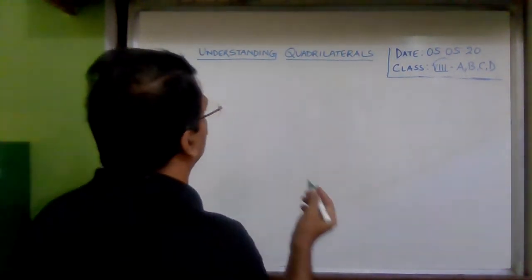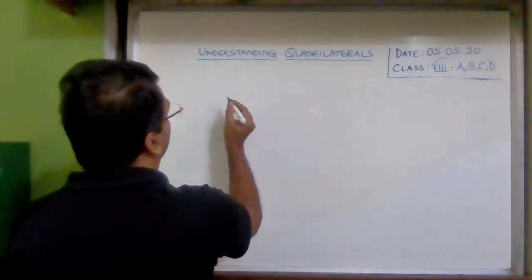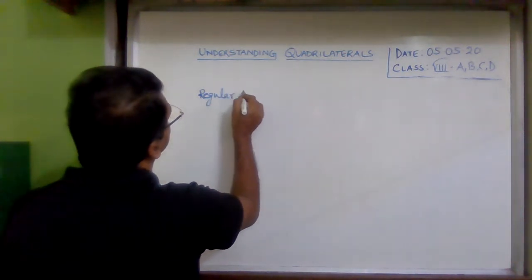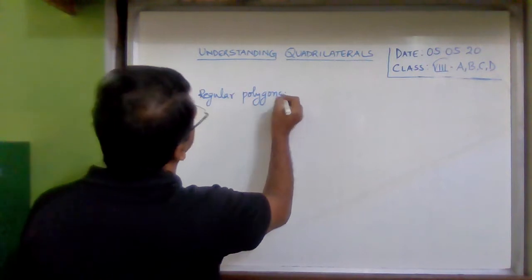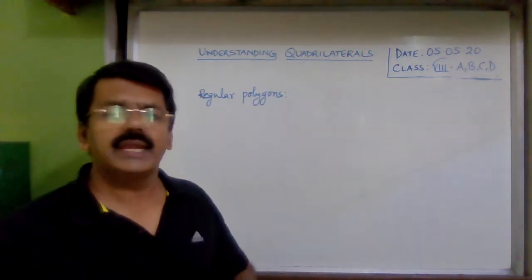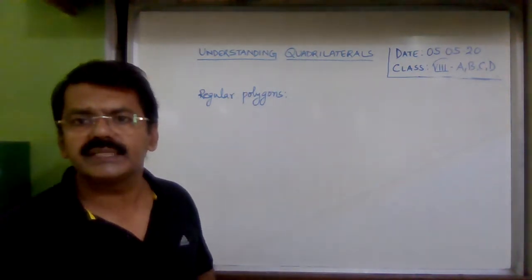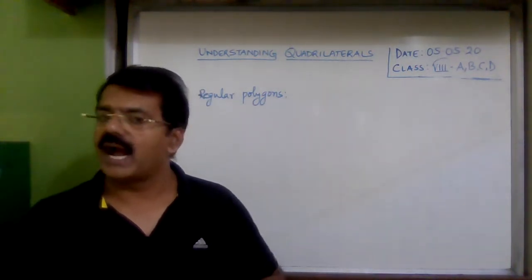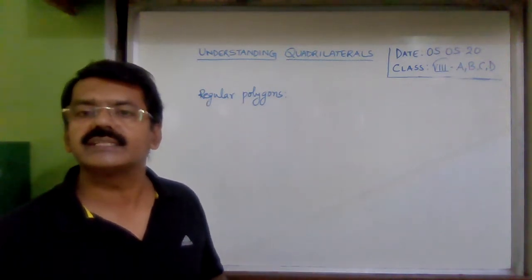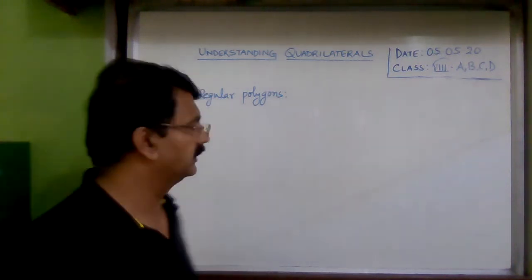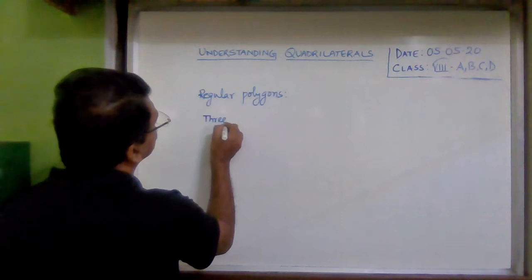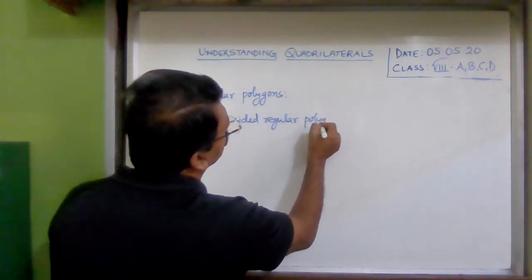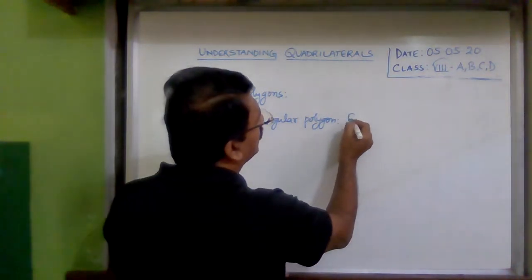Now we'll discuss something about regular and irregular polygons. Now, what are regular polygons? In a polygon, if all the sides are equal to each other and all the angles are equal to each other, then it is called a regular polygon. I repeat, if all the sides are equal to each other and all the angles are equal to each other, then it is called a regular polygon. For example, a three-sided regular polygon is actually an equilateral triangle.